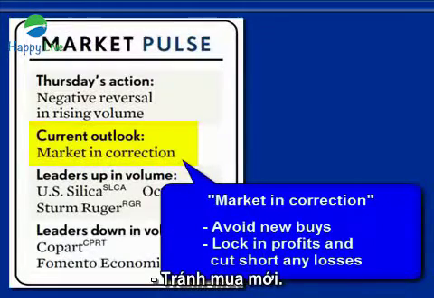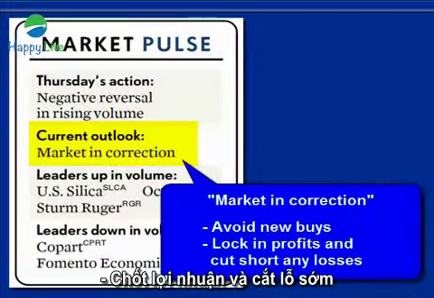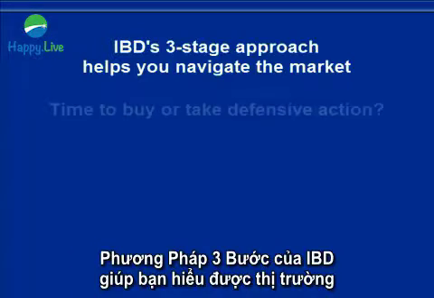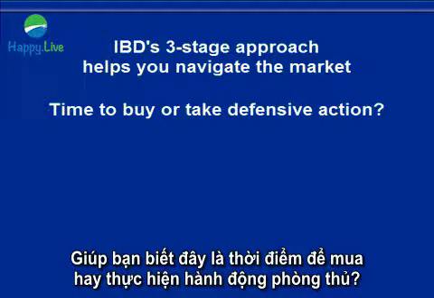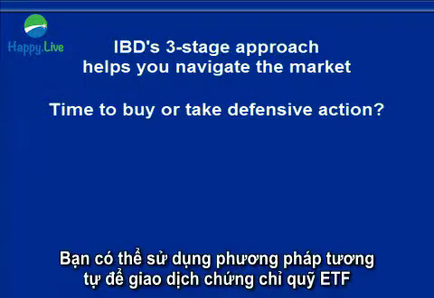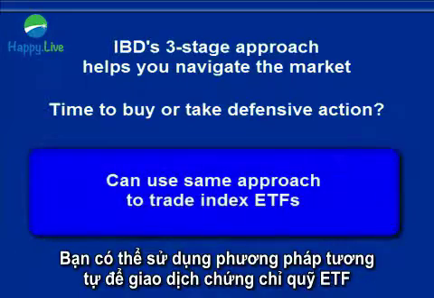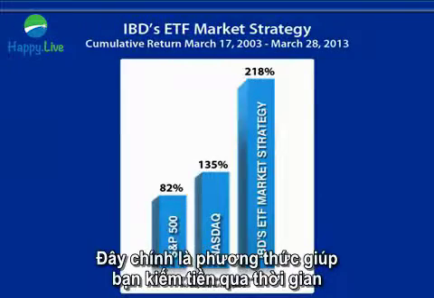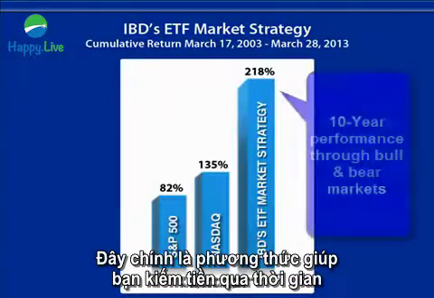You want to avoid making any new buys and be sure to lock in your profits and cut short any losses. So that three-stage approach helps you navigate the market and see whether it's time to be buying stocks or taking defensive action. And you can also use that approach to trade index-based ETFs. As you can see, it can be a good way to grow your money over time.